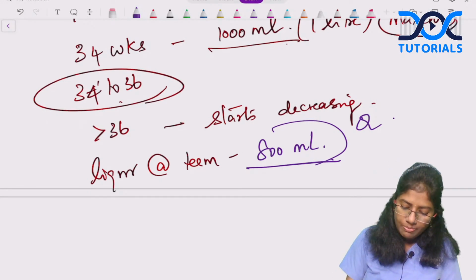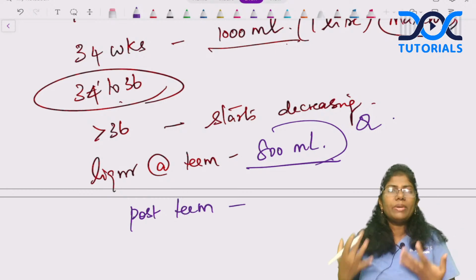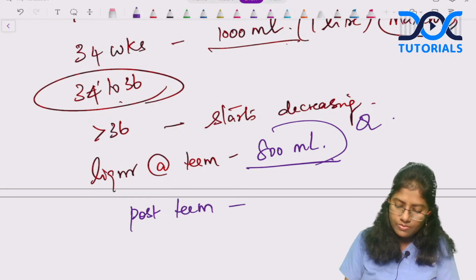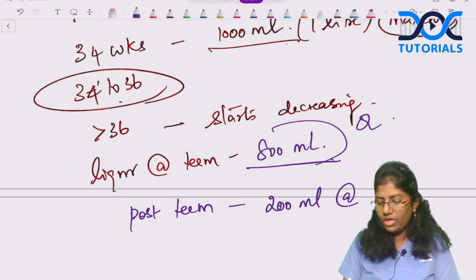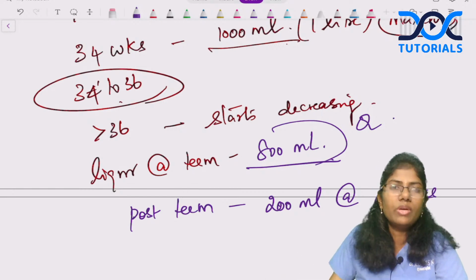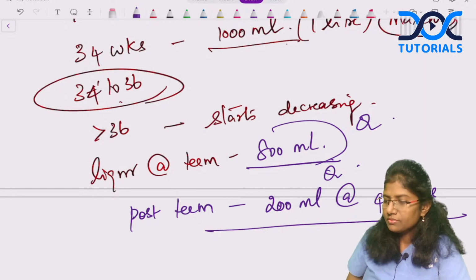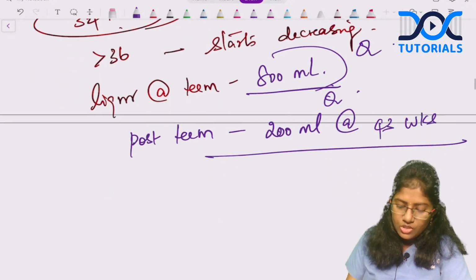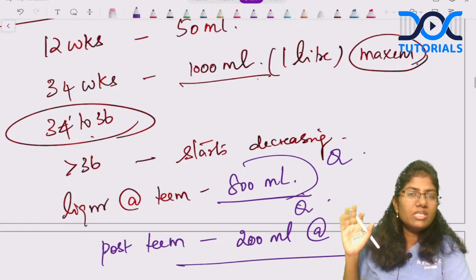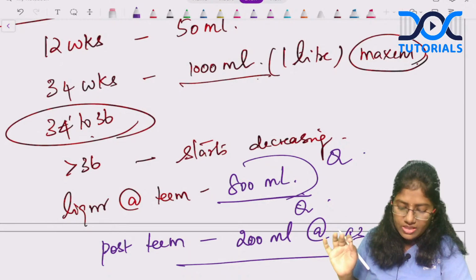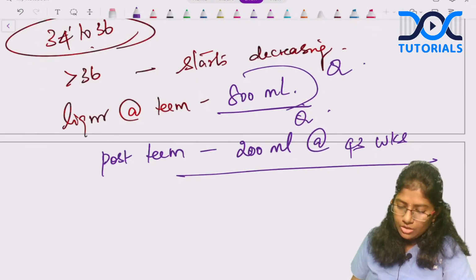Okay, so what happens in post-term pregnancy? It rapidly decreases and comes to 200 ml at 43 weeks. Very, very important point. So this is about volume. If you remember this about volume, it's more than adequate. At 12 weeks it's 50 ml, at 34 weeks 1000 ml, 36 weeks onwards it starts decreasing. At term it's 800 and post term it's only 200.